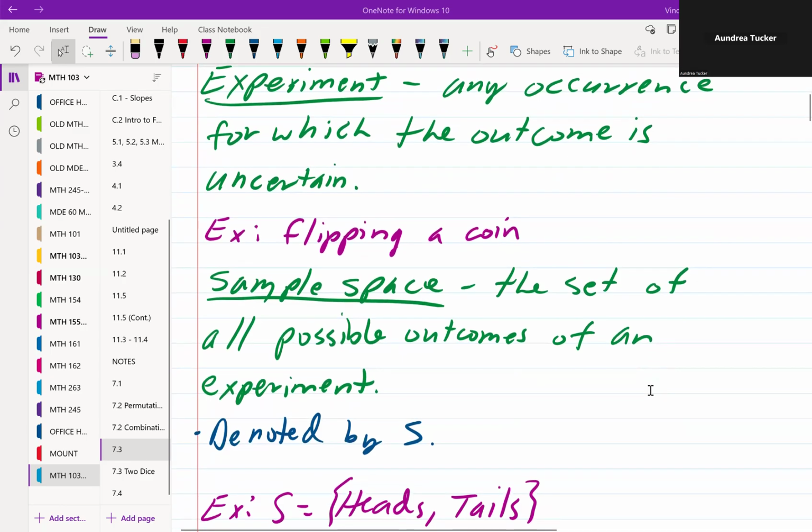Sample space is the set of all possible outcomes of an experiment. Normally we use S to represent our sample space. The sample space for flipping a coin will be heads and tails. Those are all of your possible outcomes when it comes to flipping a coin. Hold on to experiment.